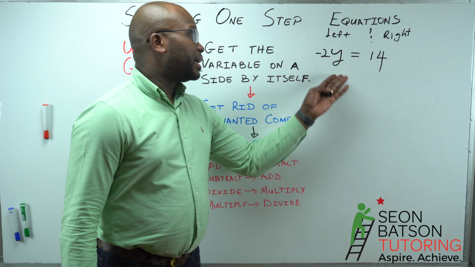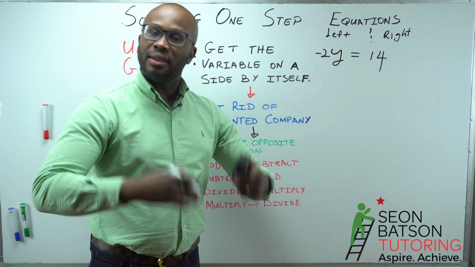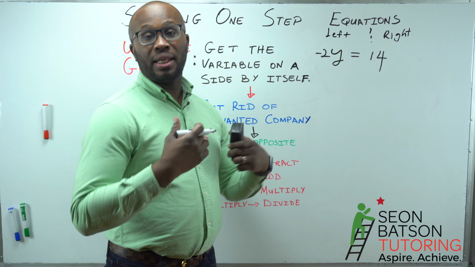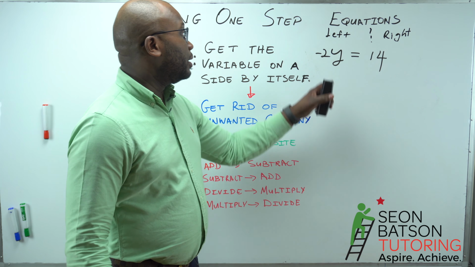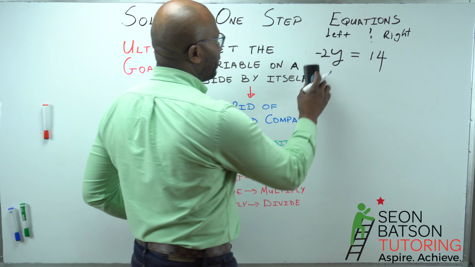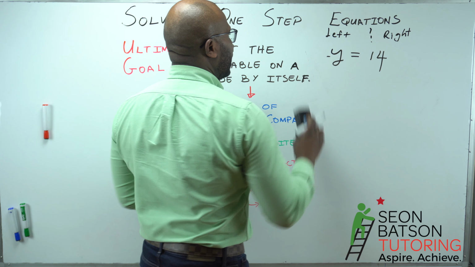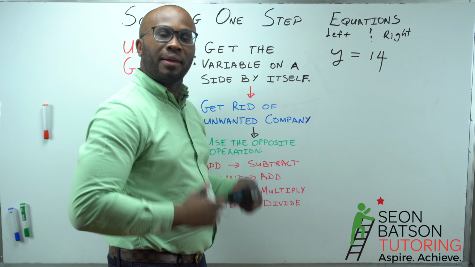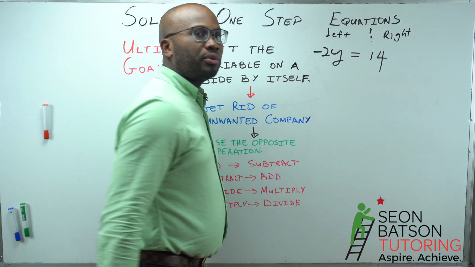Again, in our example here, we have to solve for y. The y is on the left side. So our goal will be to get the y on the left side by itself. Now, to get the y by itself, we will have to get rid of this -2. If I get rid of that -2, the y will be by itself. How do I get rid of this -2?